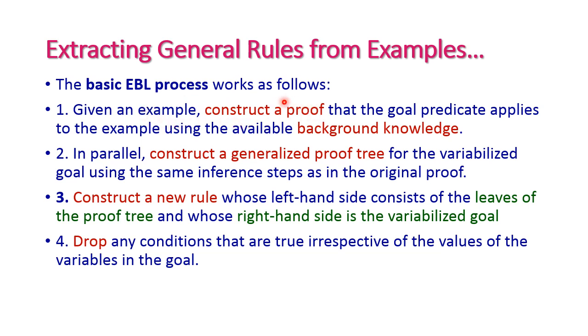First, we should construct the proof tree by applying the background knowledge, and simultaneously we have to construct the generalized proof tree by using the same inference steps as per the original proof. Then construct a new rule whose left hand side are the leaves of proof tree and right hand side are variable goals, and drop if any condition is true but those are irrespective of the general goal. So these are the basic EBL process.